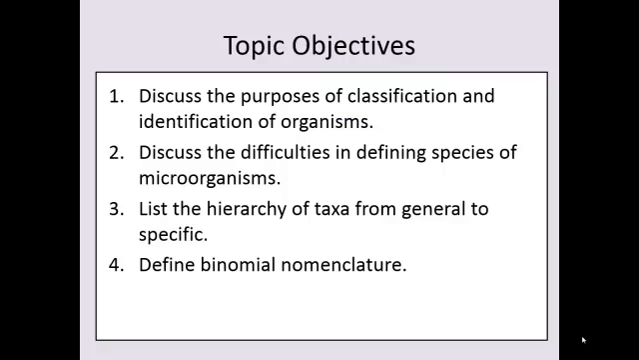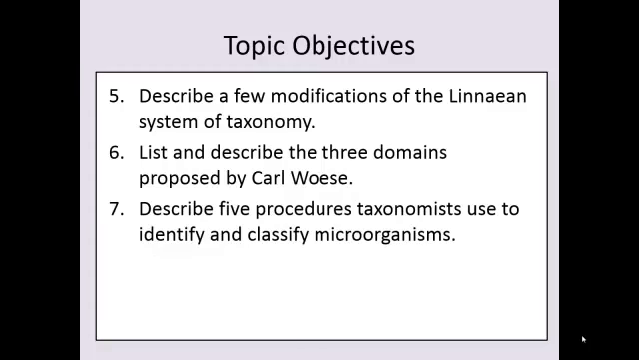The learning objectives for this topic are: discuss the purposes of classification and identification of organisms, discuss the difficulties in defining species of microorganisms, list the hierarchy of taxa from general to specific, define binomial nomenclature, describe a few modifications of the Linnaean system of taxonomy, list and describe the 3 domains proposed by Carl Woese, and describe 5 procedures taxonomists use to identify and classify microorganisms.